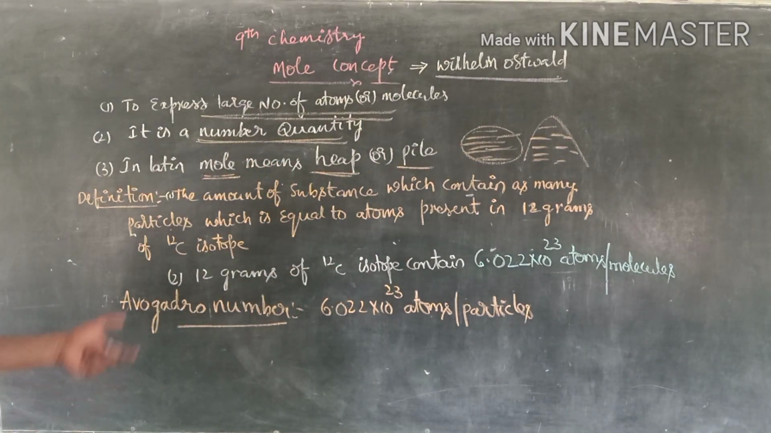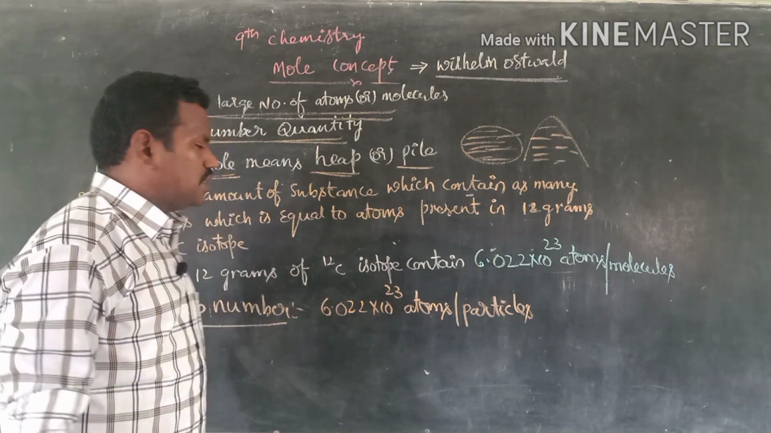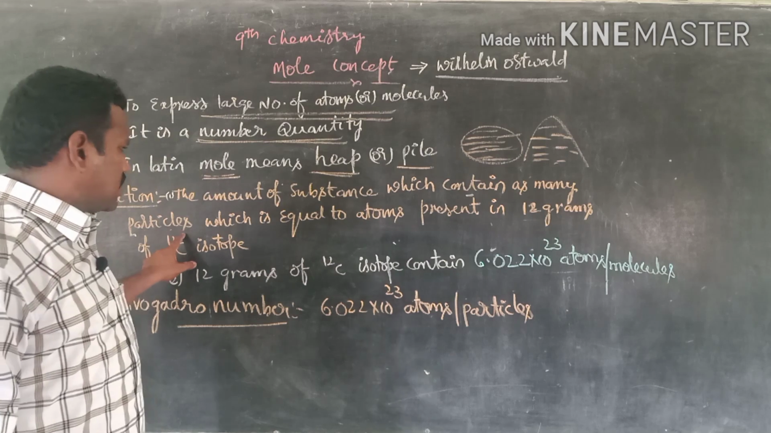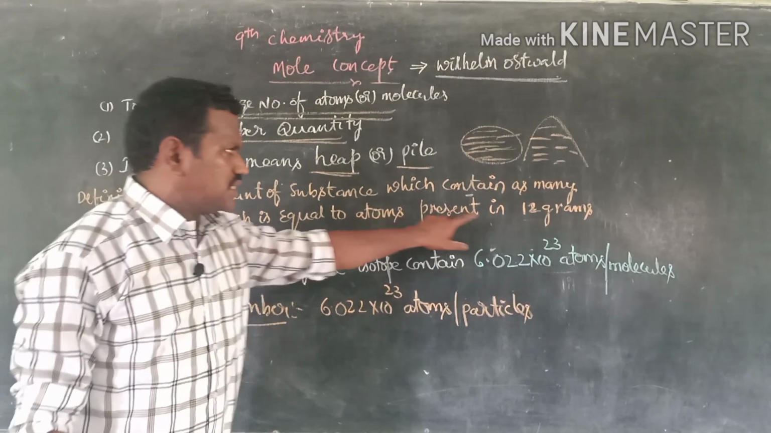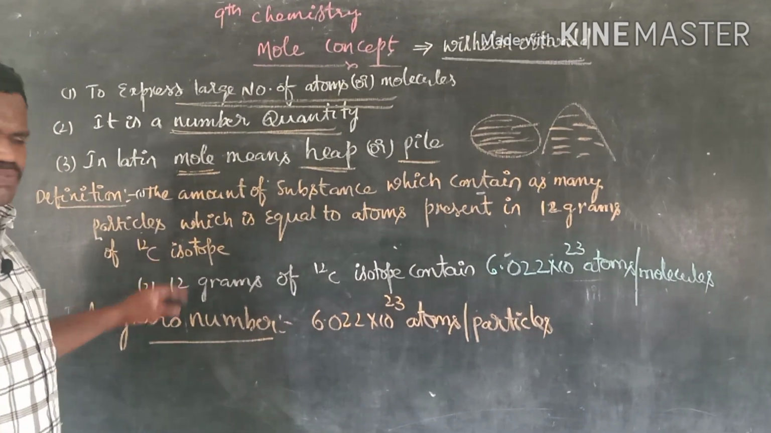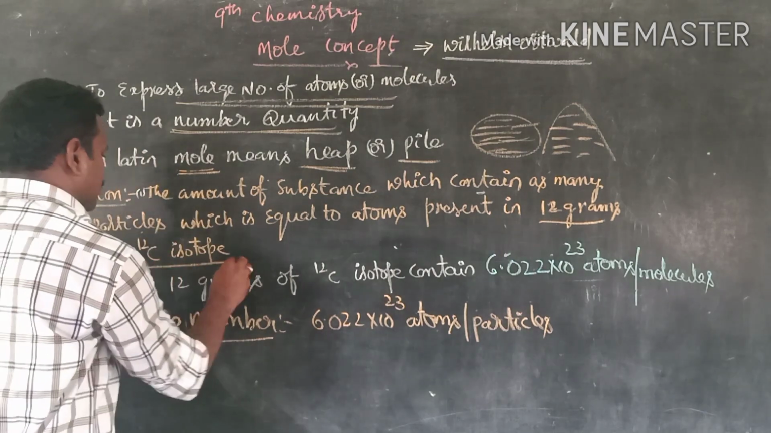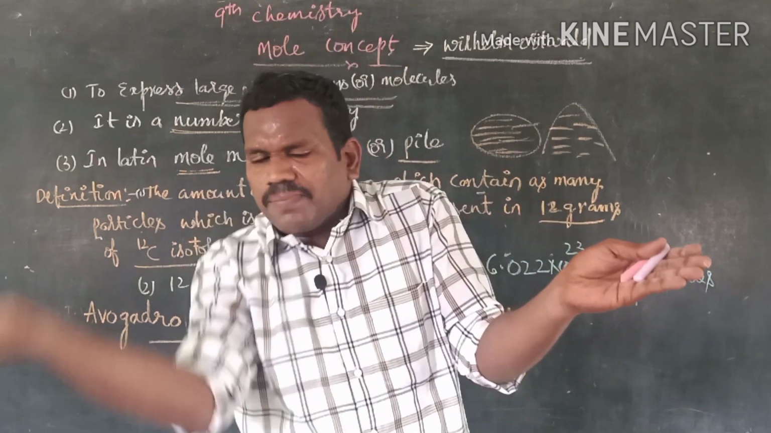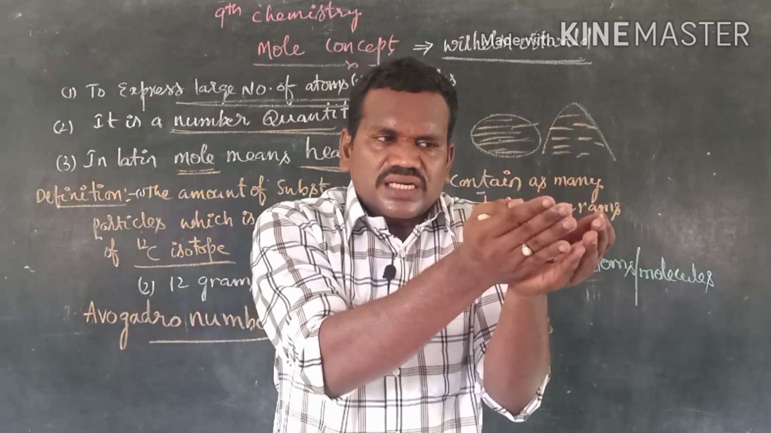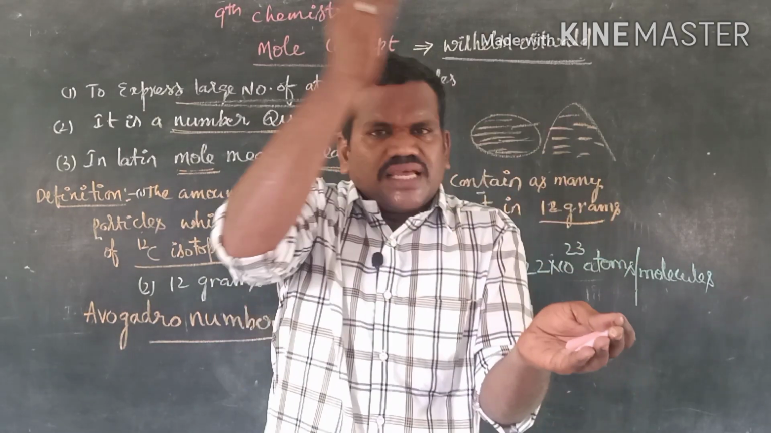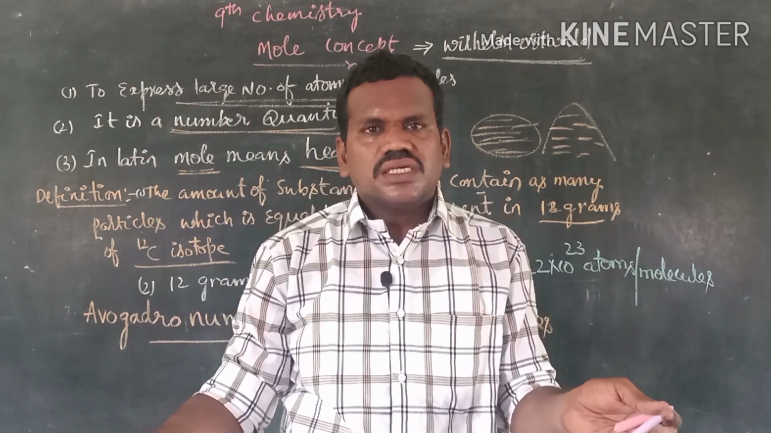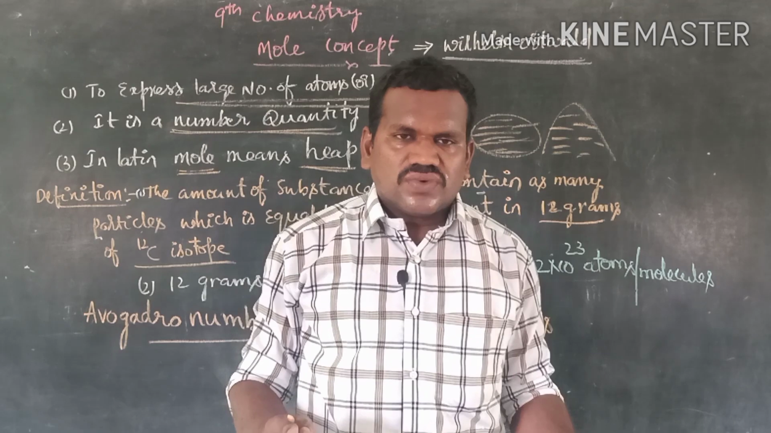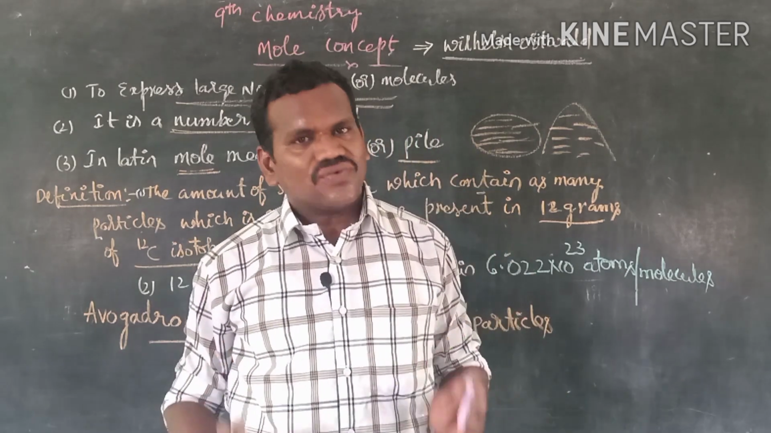Now see the definition. Every concept must consist of a definition. The definition is: the amount of substance which contains as many particles as the atoms present in 12 grams of C12 isotope. 12 grams of C12 isotope means we are taking the C12 isotope as a constant to compare the given values. Means how many atoms are there in the C12 isotope? The same number of atoms of another substance can be considered as 1 mole. The number of atoms present in the C12 isotope is considered as 1 mole.